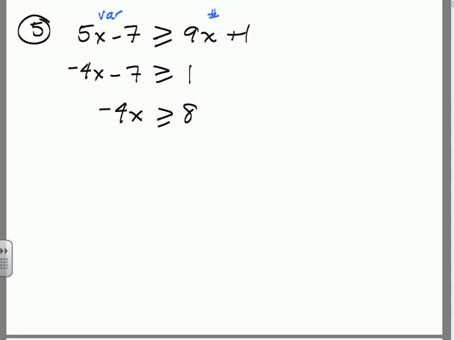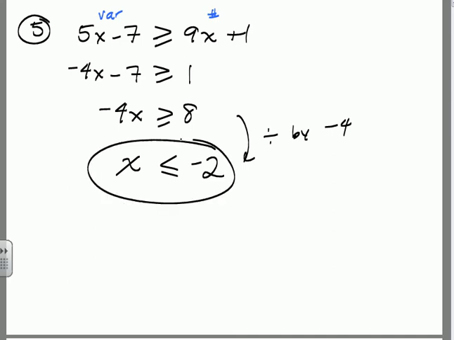Ding, ding, ding. Whenever we hear ourselves saying multiply or divide by a negative, we know that inequality is going to change direction. So divide both sides by a negative 4. This side over here divided by negative 4, that's what we want. We want x all by itself, and on the right, negative 2. And it's in the right form. x is less than or equal to negative 2.